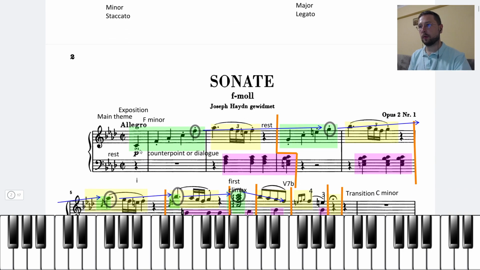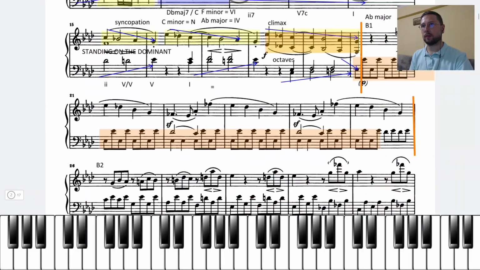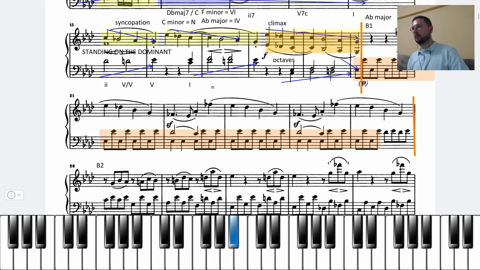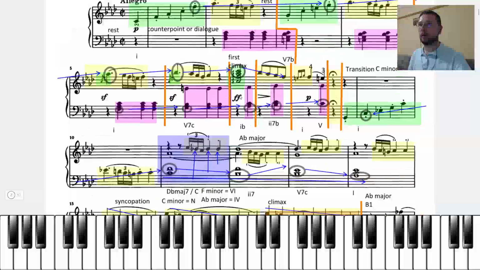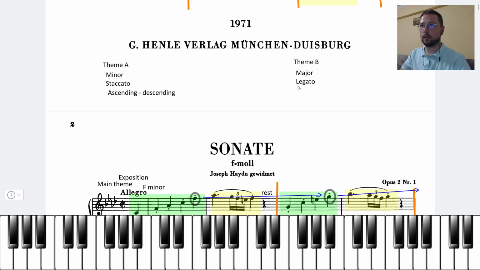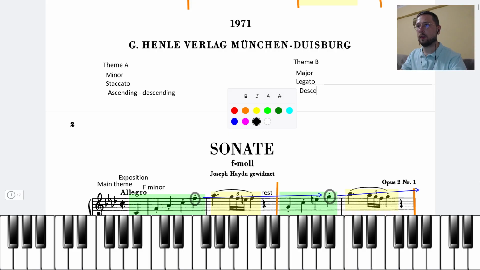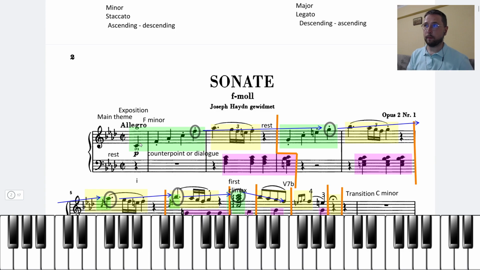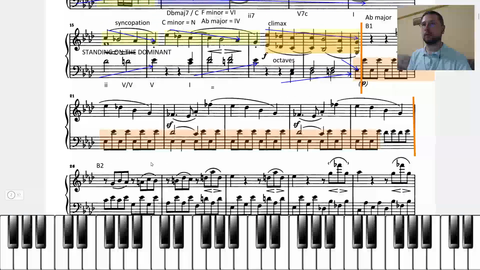Right, so it's clear from the beginning. We have the staccato, then legato, whereas here we have first staccato, legato, and then staccato. Now, the direction of this is ascending and then descending, right? Whereas in this case, the direction is first descending and then ascending. So what I mean is, first it goes up, and then it goes down. Whereas in the second theme, we first go down, and then we go up.